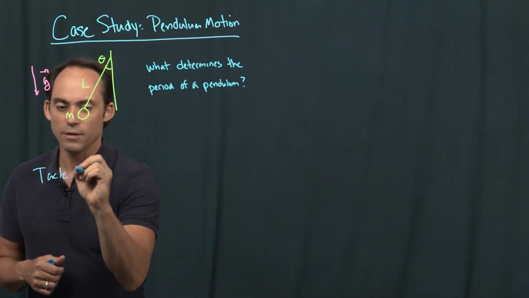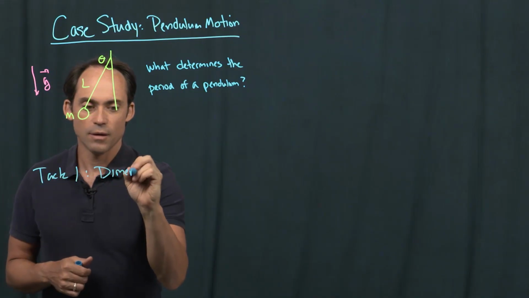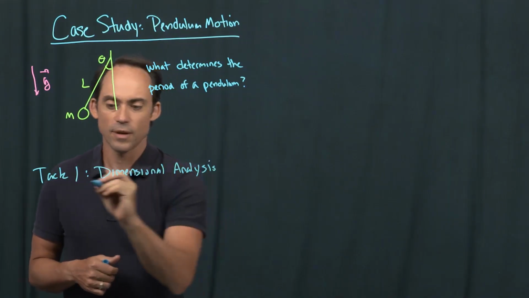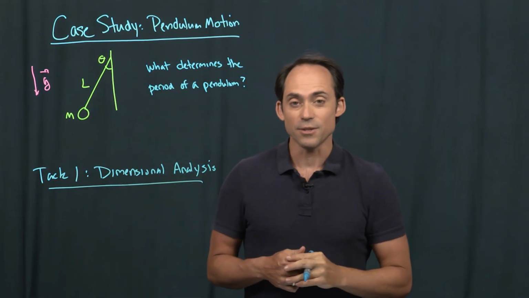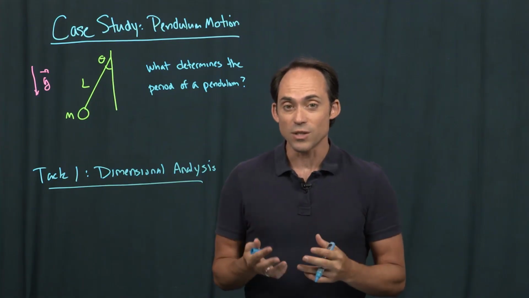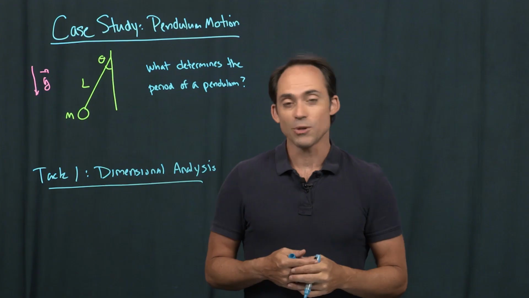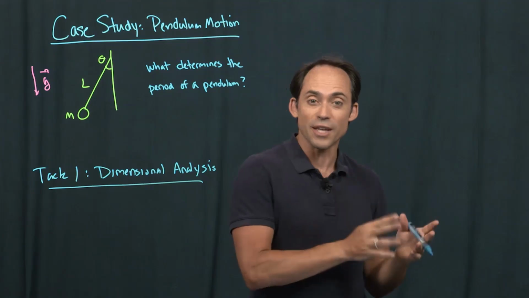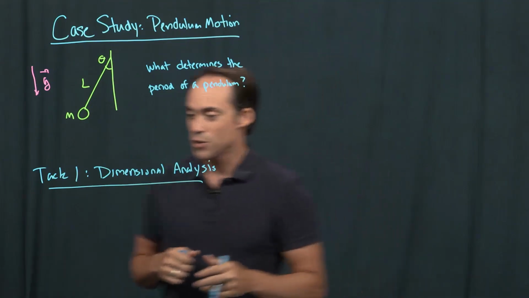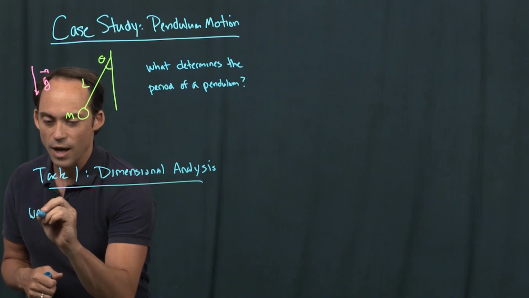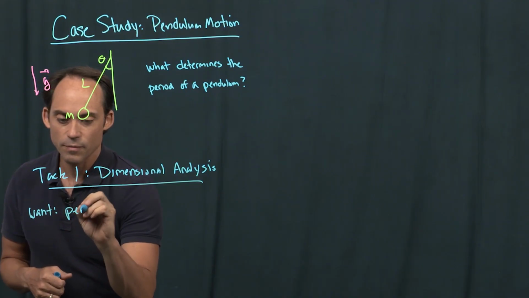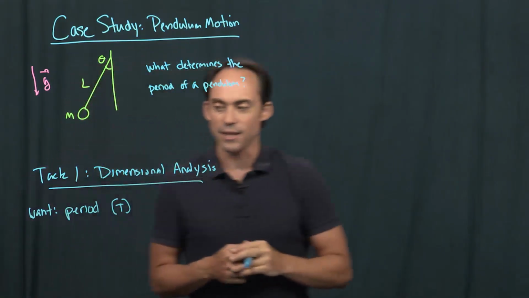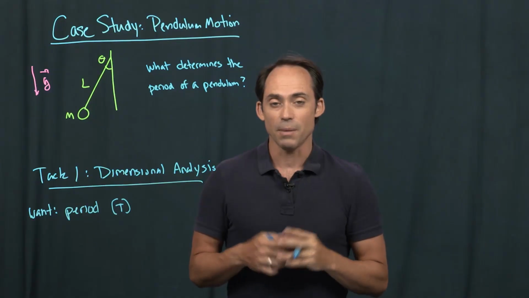So tack number one, dimensional analysis. And if you recall, dimensional analysis is when we look at the dimensions of the units of the quantities that are important in the problem, and we try to figure out a way of combining those quantities so that we get the dimensions of the units of the thing that we're looking for, in which case is the period. So, the thing we are looking for, we want the period, which has dimension of time, which we indicate by bracket t. And now we have to identify the things that may be important in this problem.